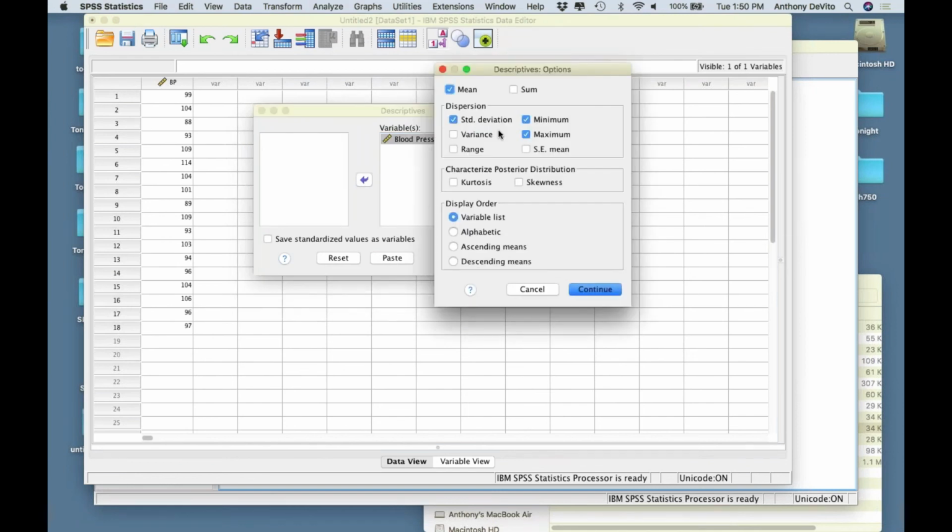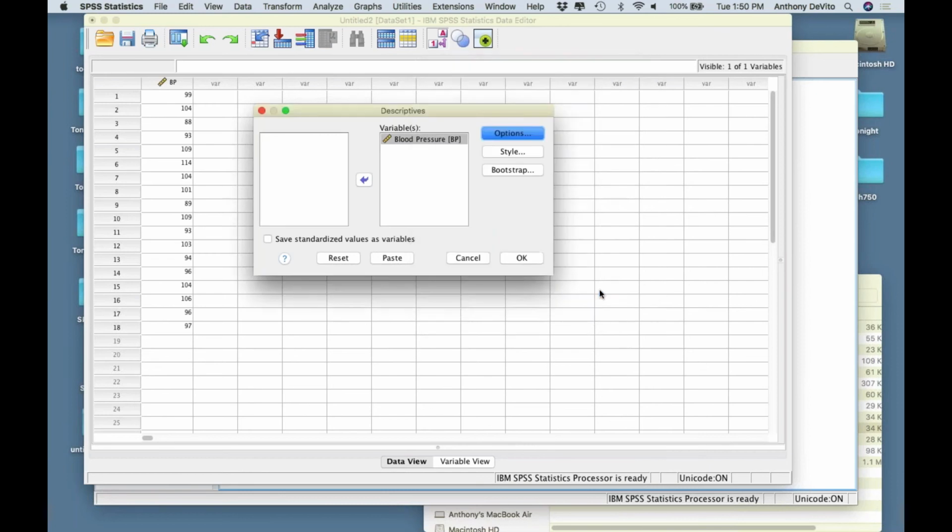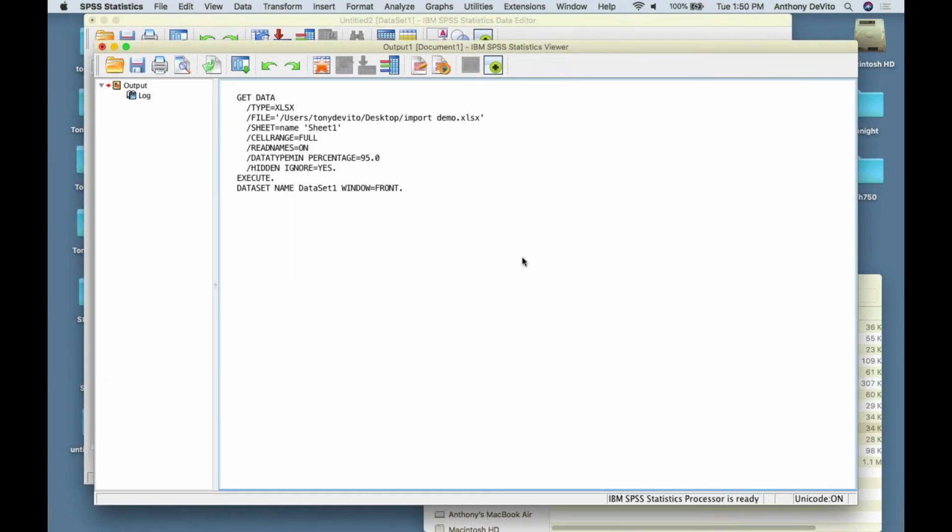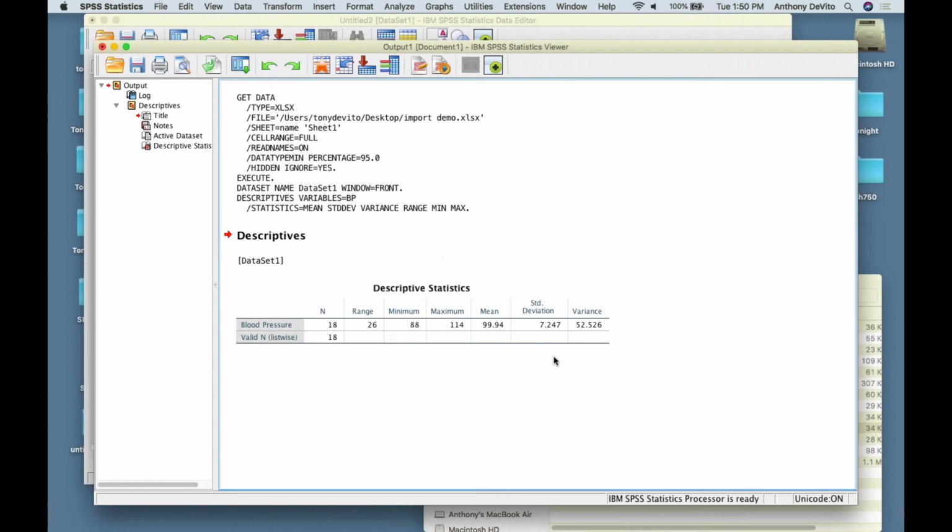I can go into options, and I can ask it to find the variance, the range, so on and so forth. I don't see percentiles in here or interquartile range. So I'm going to click continue. I'm going to say okay, a window comes up and I get results. I get the range, minimum and maximum. I get the mean, standard deviation, variance. These numbers are familiar, right? They're exactly the same numbers we got before. I got them in an instant this time.